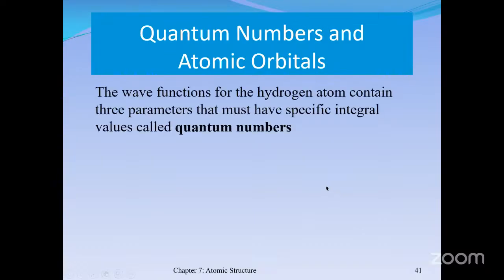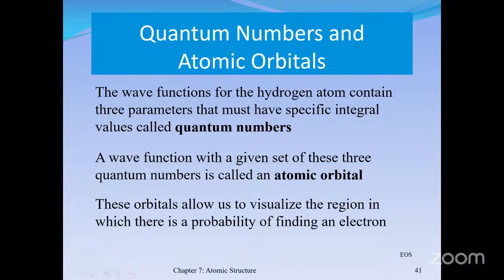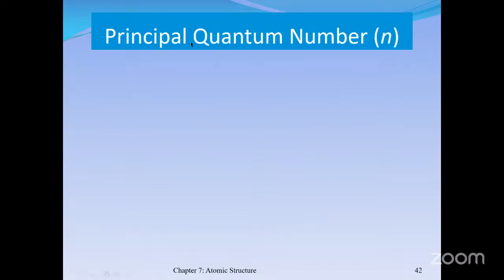Okay, so there are 4 quantum numbers, which would be useful for defining an atomic orbital. It says here the wave function with a given set of these 3 quantum numbers. Actually, it's 4. We're going to deal with the first 3 first. Any wave function that has these 4 quantum numbers defines an atomic orbital, and these orbitals allow us to visualize a region where the probability of finding an electron is greater than 90%. The first quantum number we're going to talk about is called the principal quantum number, n.